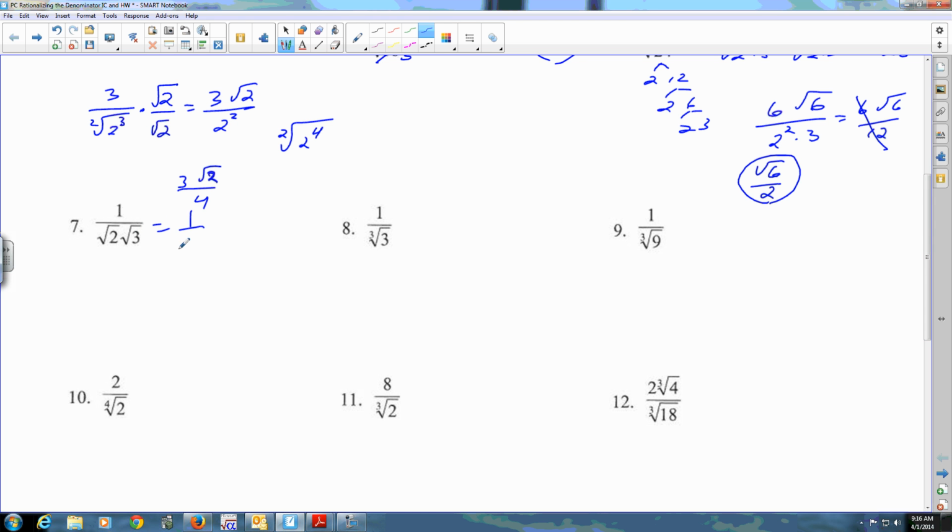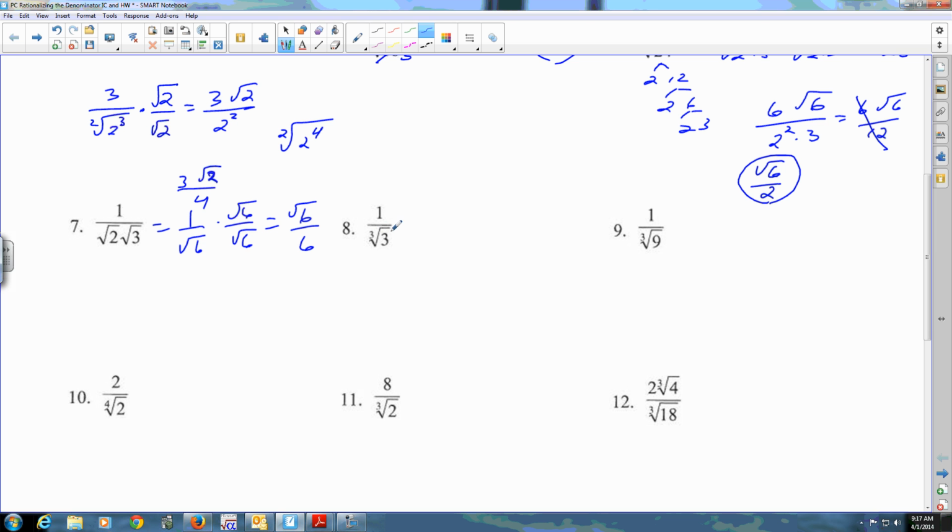That's just 1 over the square root of 6. That's made up of 2 and 3. I need another 2. I need another 3. So I'm going to multiply by the square root of 6. So that's square root of 6 over 6, since the square root of 6 squared is 6.